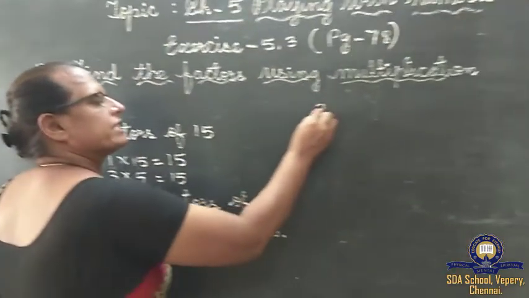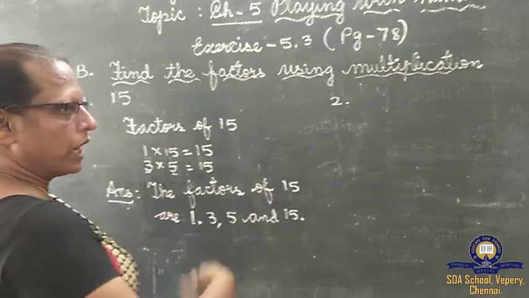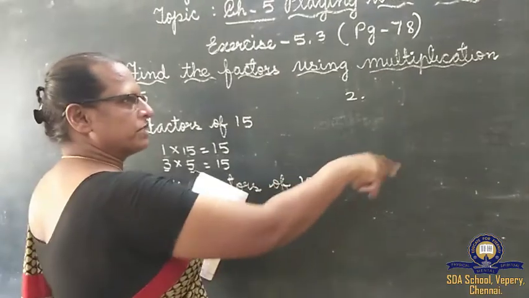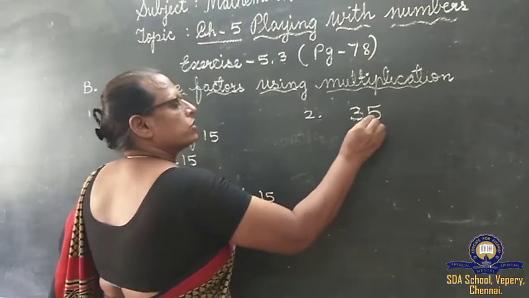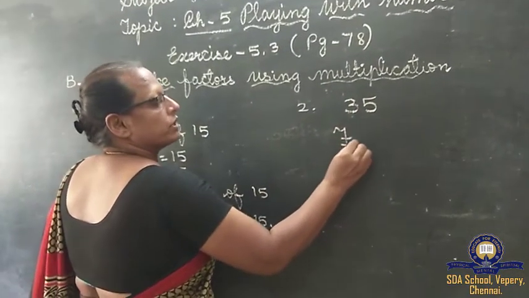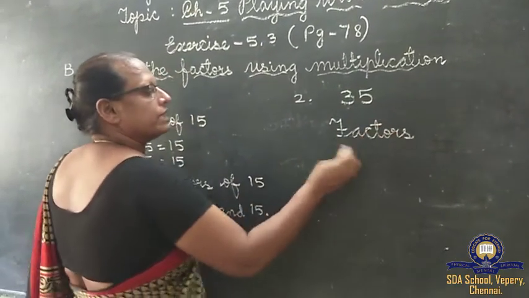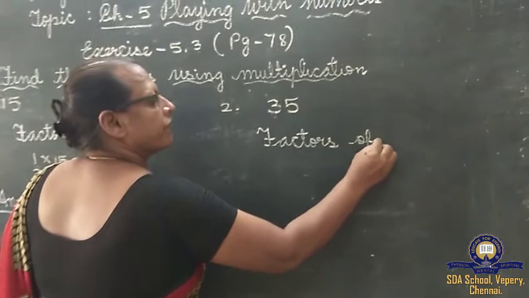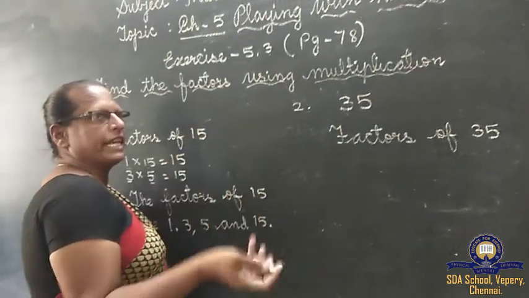Can you do the second sum? See, in the notebook you should not write on this side. You have to write one below another. Here the board is big, so I am teaching here. For the second one, take 35. We have to see in which tables 35 goes. Factors of 35. If you know, you can say it in your mind itself.